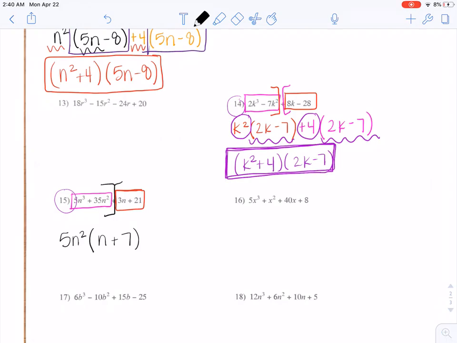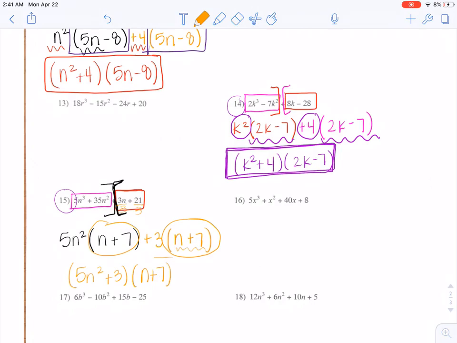And I'm going to look at my second group, and I see that I can take a 3, so I have plus 3 times n plus 7, because if I take a 3 from each of these, I'm left with n plus 7. Well, both of my binomials are the same, so I did something right. And so my final answer would be 5n squared plus 3 times n plus 7.